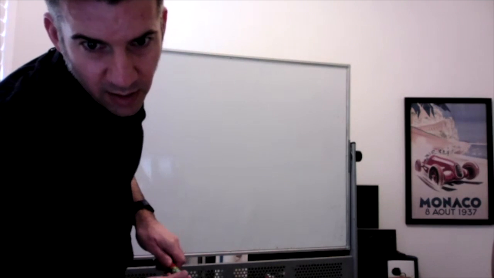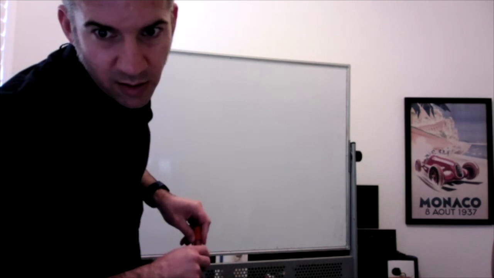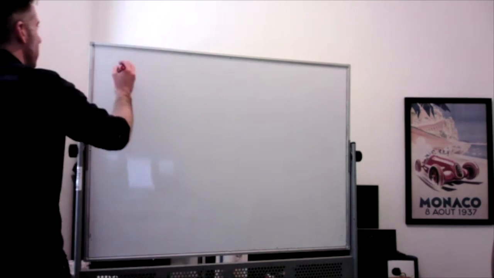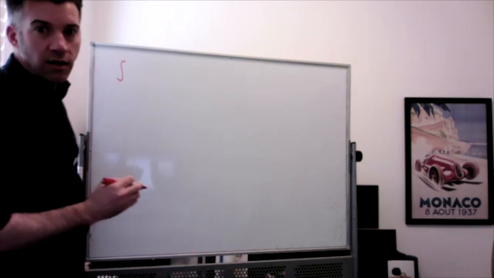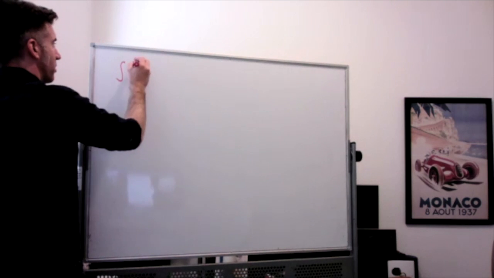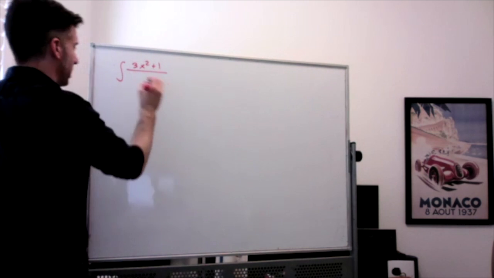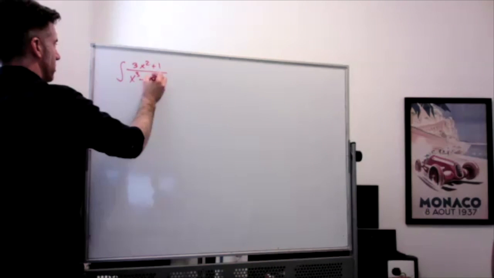I don't think we did this one. Sure, let's take a look at this one. So let's say we want to do the integral of 3x squared plus 1 over x cubed minus 2x squared plus x.